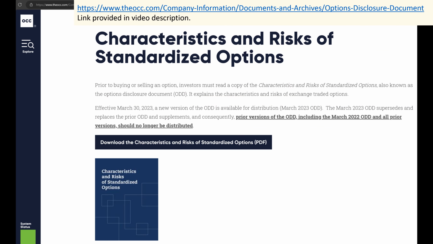One requirement for brokerage approval for options is that you must read Characteristics and Risks of Standardized Options, which is published by the OCC, to ensure you understand the risks of trading options. The latest version is available online. The link is provided in the description.